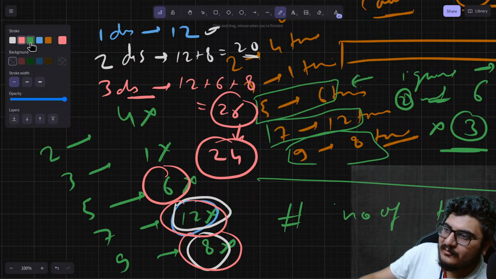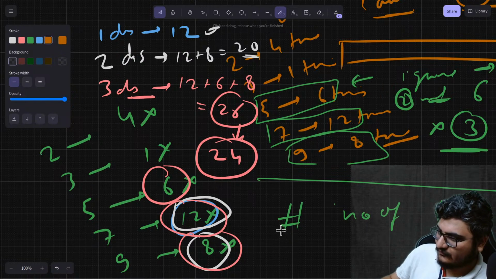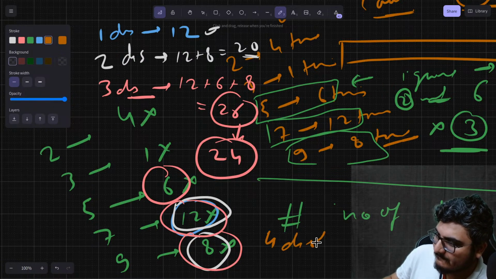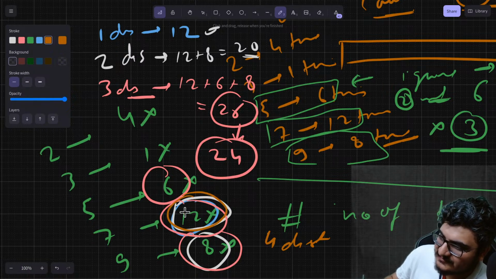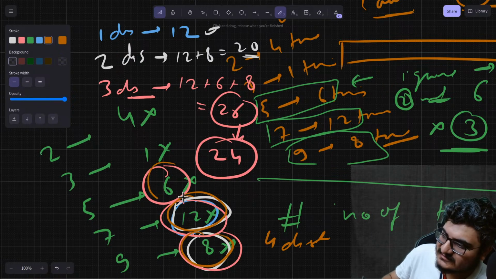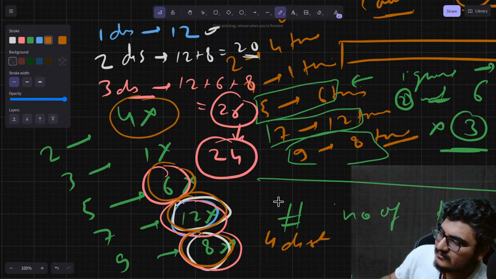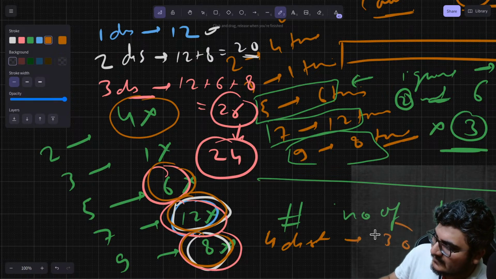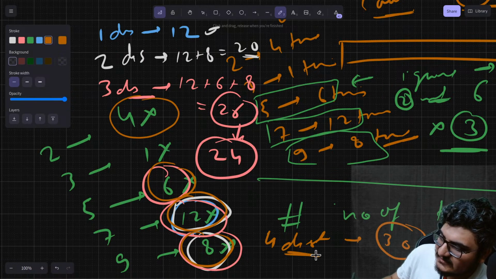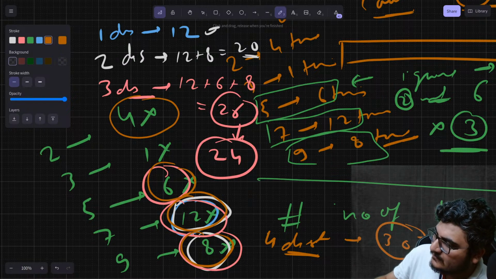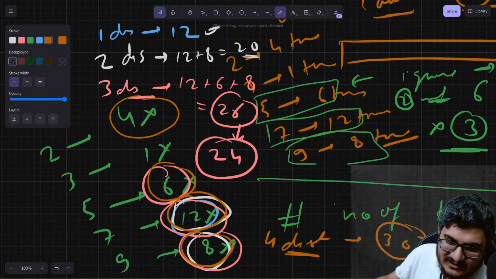Now if I want 4 distinct elements, the idea is I choose the ones which appear 12 times, 8 times, 6 times, 4 times: 12, 8, 6, 4, which would be 30. The largest multiple of 4 less than 30 would be 28. So I will do answer equals max of answer, 28.